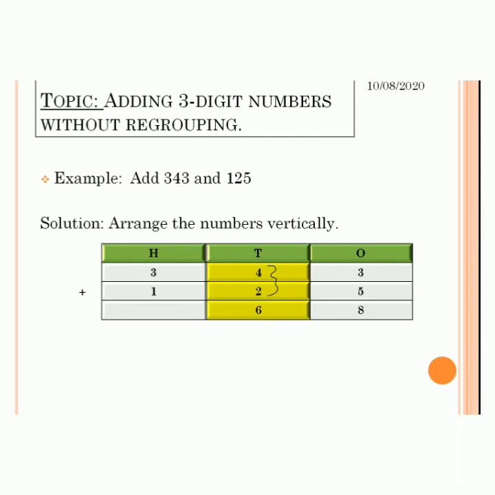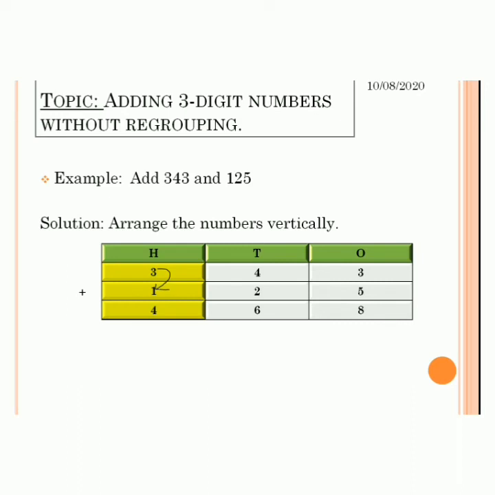Once you get the number under the tens place, you move on to the hundreds place. Okay, now you have to add the digits under the hundreds place. That is 3 plus 1. Okay, the numbers under the hundreds place are what? 3 and 1. So 3 plus 1 is equal to how much, dear children? 3 plus 1 is equal to 4.